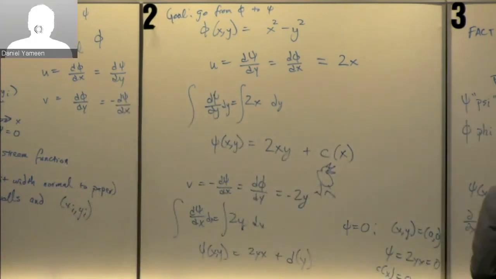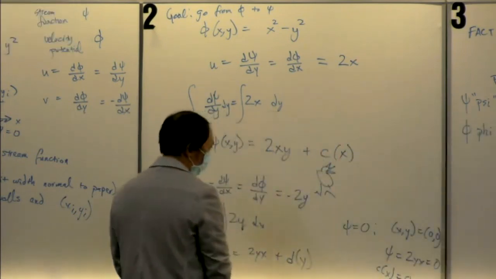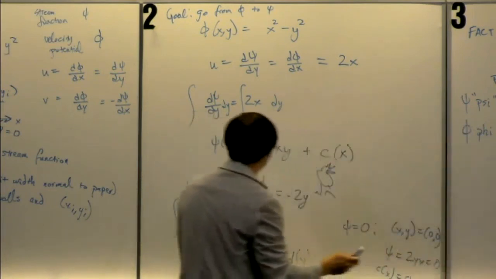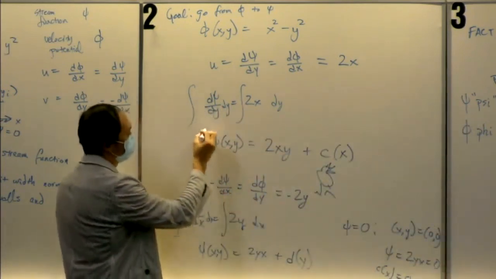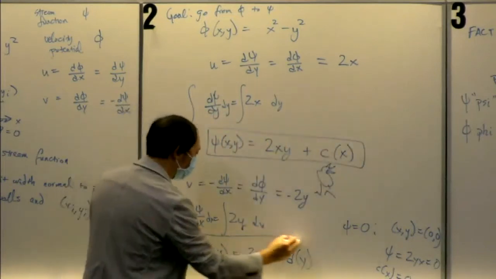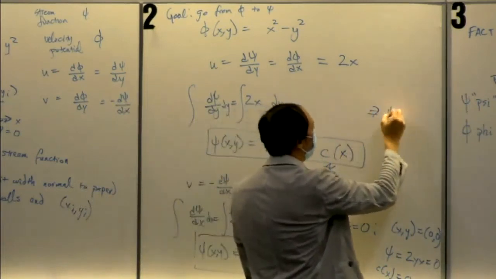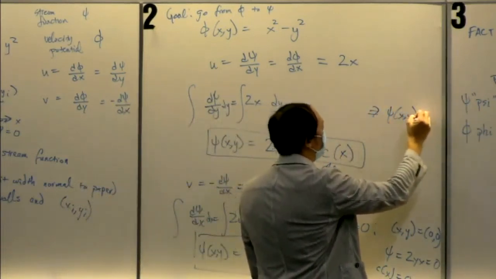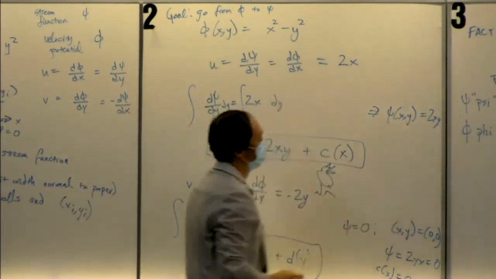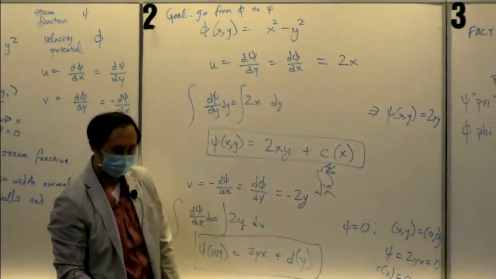What was the reason why you could say that constant was zero again? There are two reasons. One of the ways is by looking at the y velocities. Okay. So basically, if we know that psi of x, y has to be equal to this, and it's also equal to this, the only function that can satisfy both of them is psi of x comma y equals 2xy. That means there's no extra stuff hanging around.